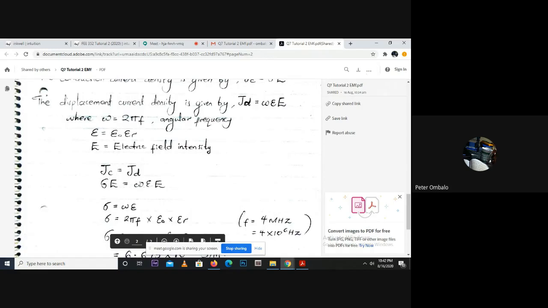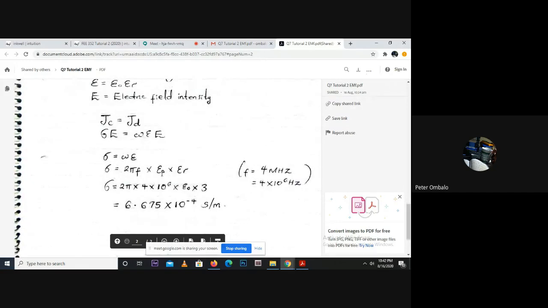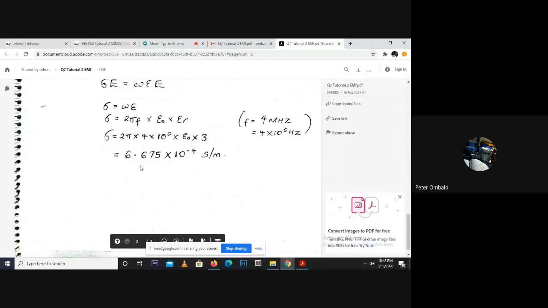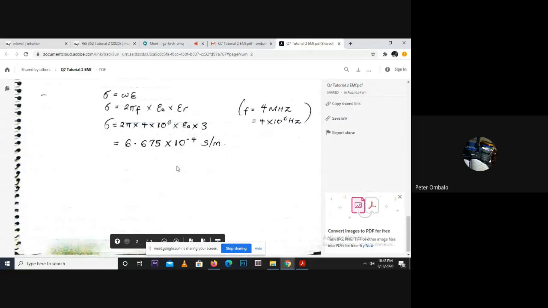So if we equate the formulas that we have found out, again, the electric field intensities can cancel out. So then the conductivity remains to be the angular frequency times the permittivity. So now we just key in the formulas. Angular frequency is 2 pi f. E is given by E naught times ER. And we find the conductivity to be 6.6. The unit for conductivity is Siemens per meter. And that was it for question 7.